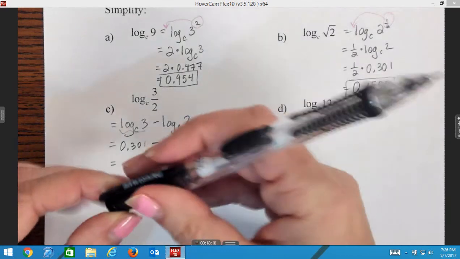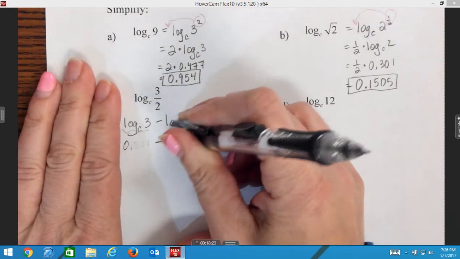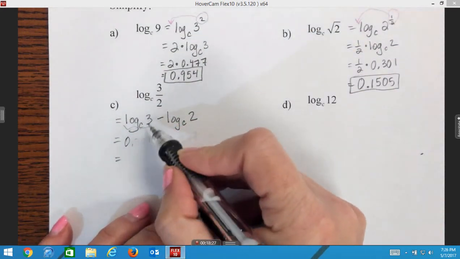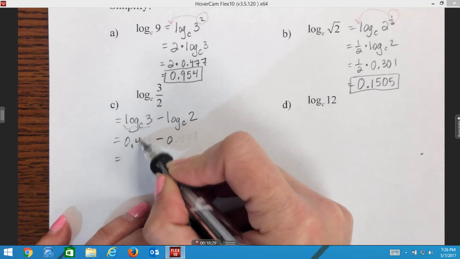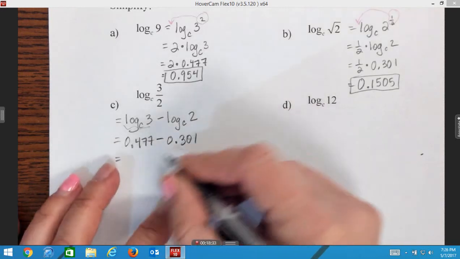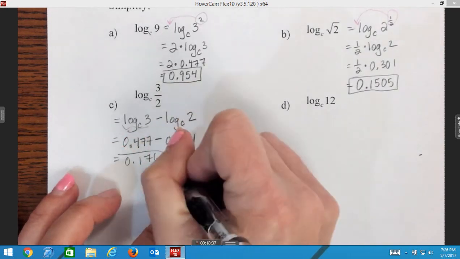Except for I totally switched them. Whoops. I was talking and not paying attention. All right, so log base C of 3 is actually 0.477. And this one 0.301. We subtract those, we're going to get 0.176.